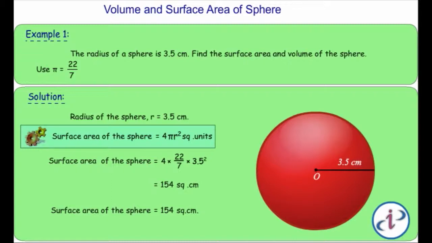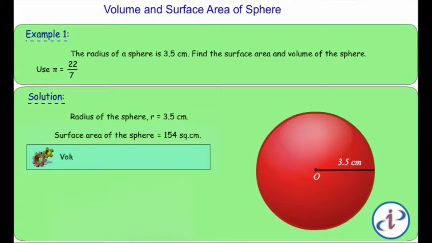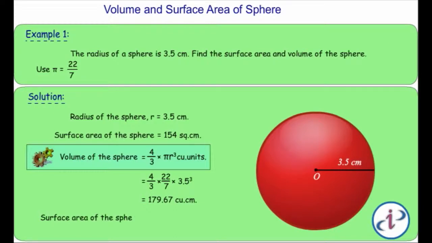In the same way, we can find the volume too. We know the volume of the sphere is given as 4 by 3 pi r cubed cubic units. On replacing the radius of the sphere in the formula, we get 4 by 3 times 22 by 7 times 3.5 cubed. On further simplification, we get the volume as 179.67 cubic centimeters. Thus, the surface area and volume are calculated for the given sphere.